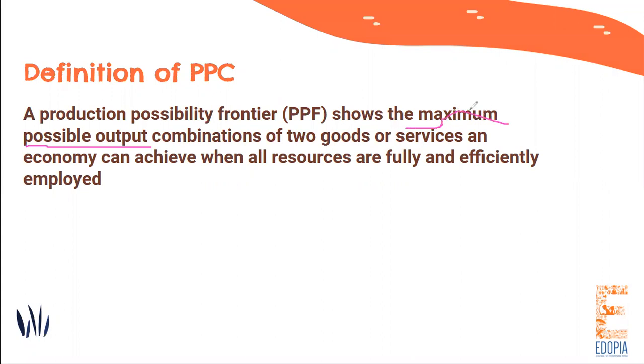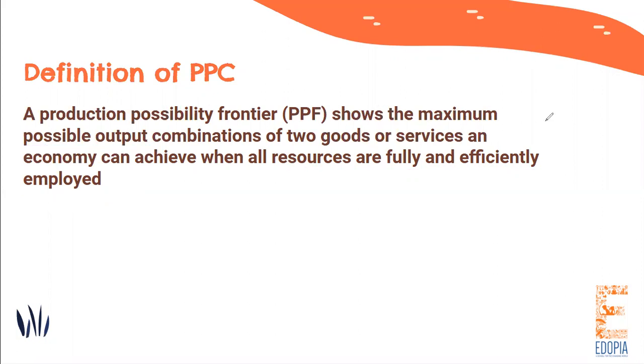So basically, it's talking about the maximum output. Then the second part says the combination of two goods. So it's related to two goods, a combination of two goods, that an economy can achieve when all resources are fully employed. The very important third aspect of it is that the resources are fully employed. In order to achieve the optimal or efficient level, you have to keep in mind that the resources are fully employed.